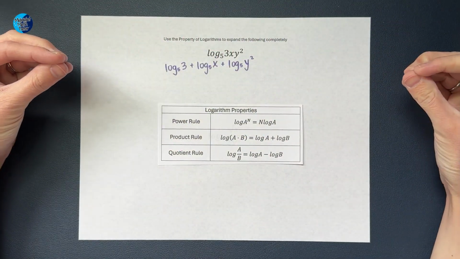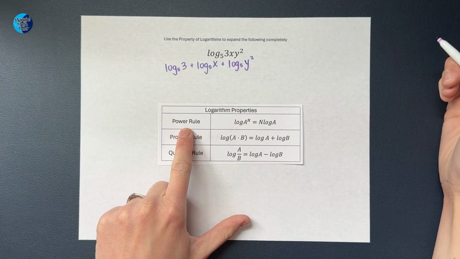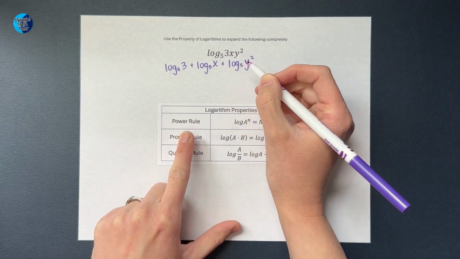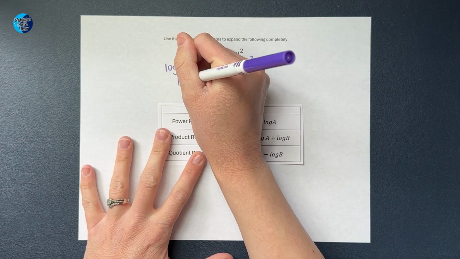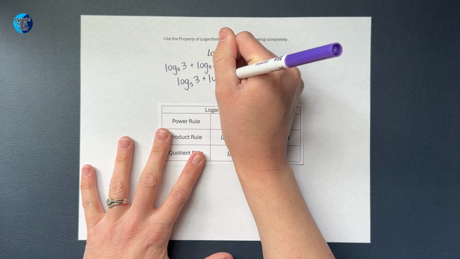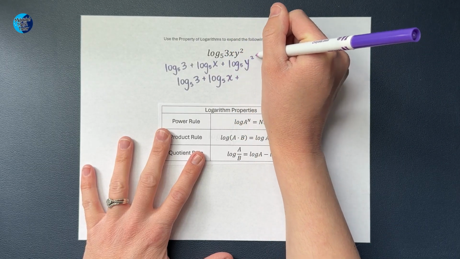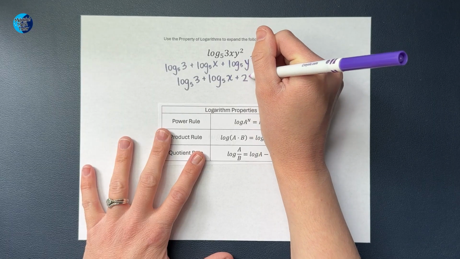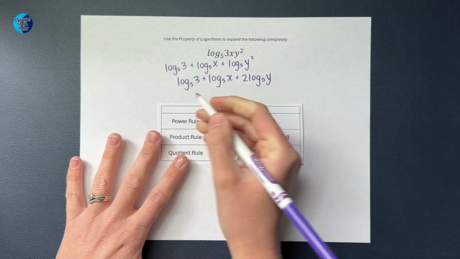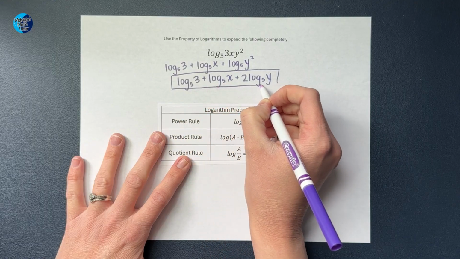See how we just pulled that apart? Now there's another thing I can do. I notice that I have an exponent here. I can use the power rule to take that squared and put it out front of this log. So I'm going to have log base 5 of 3 plus log base 5 of x plus, taking that exponent and putting it out front, 2 log base 5 of y. And there is that log expanded completely.